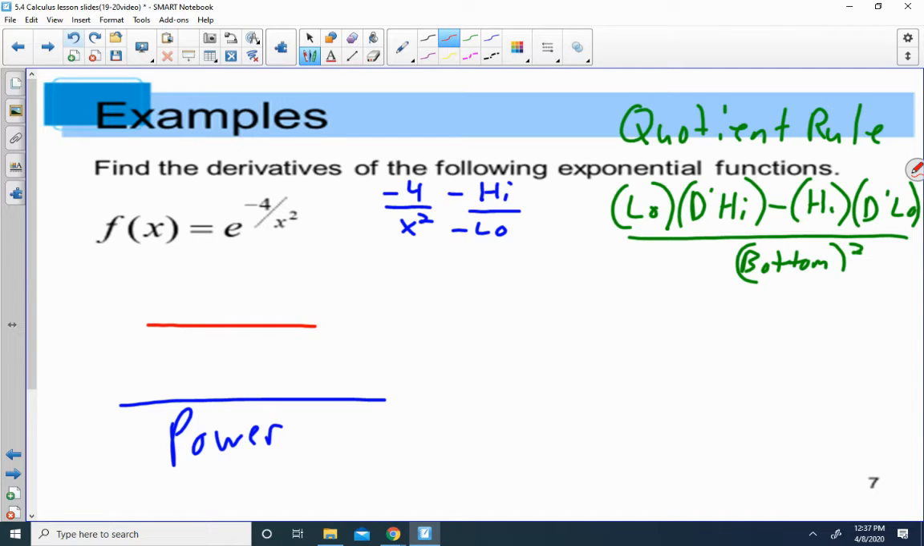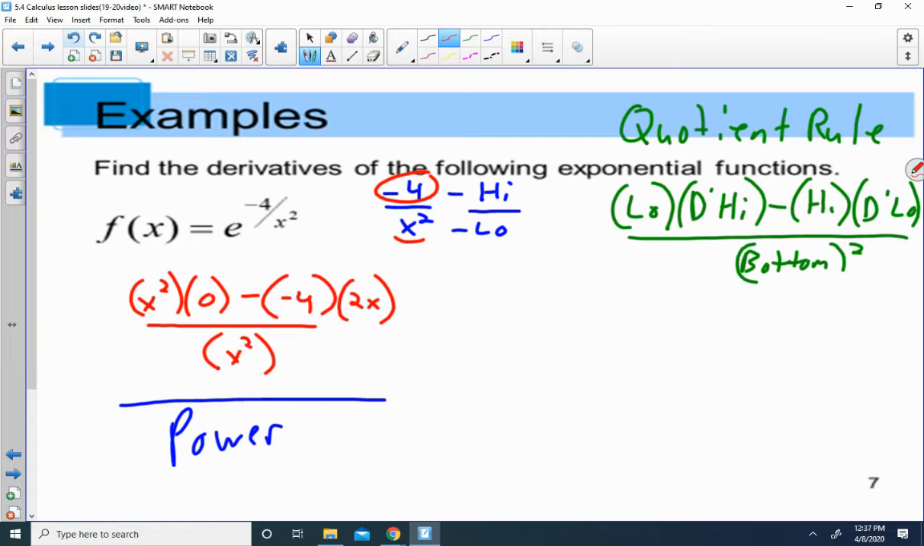So my low is x squared times the derivative of the high, the derivative of negative 4 is 0, minus the high, where the high is negative 4, times the derivative of the low. The derivative of x squared is 2x. And then we take the bottom, which is x squared, and we square it again. So that's what that is going to simplify to.